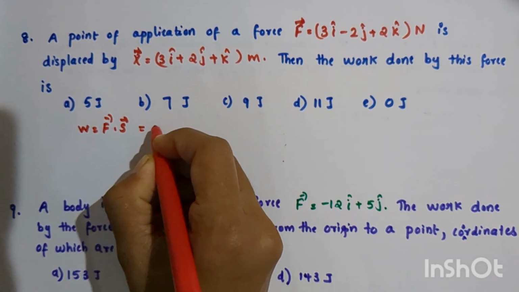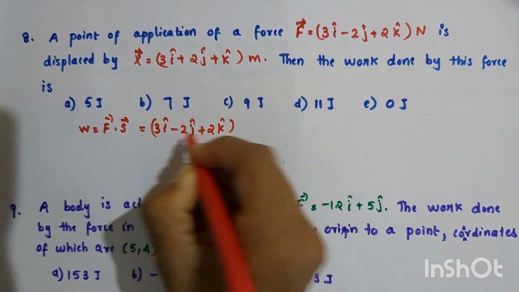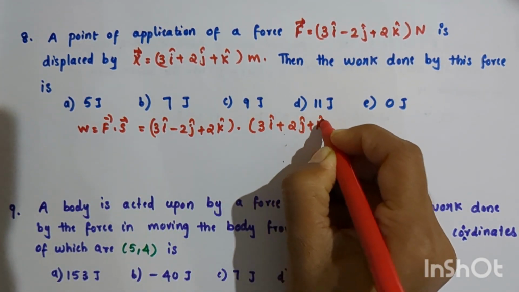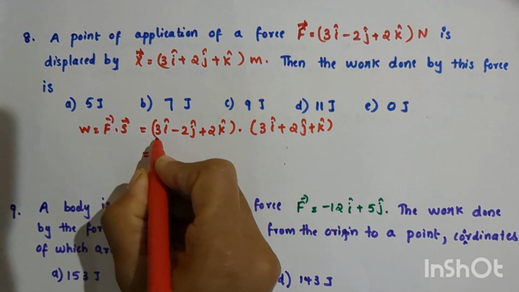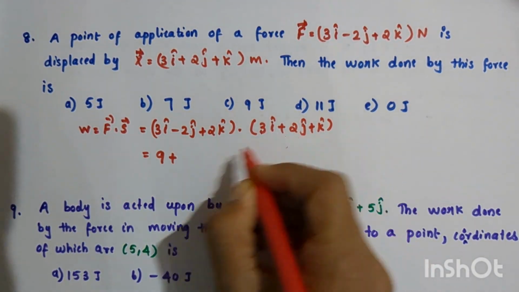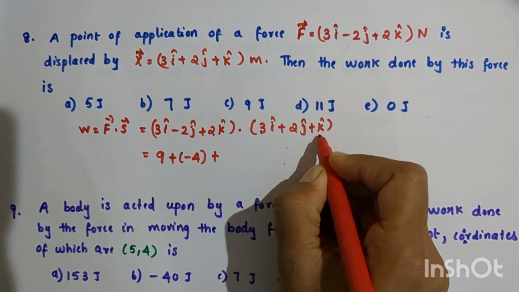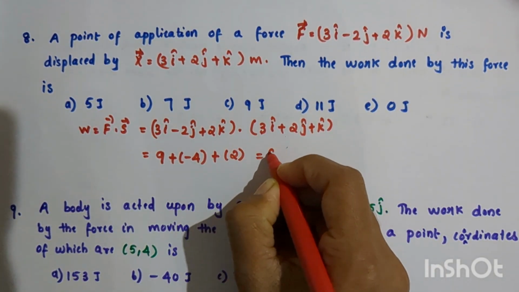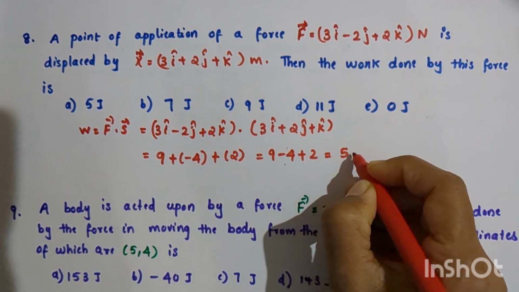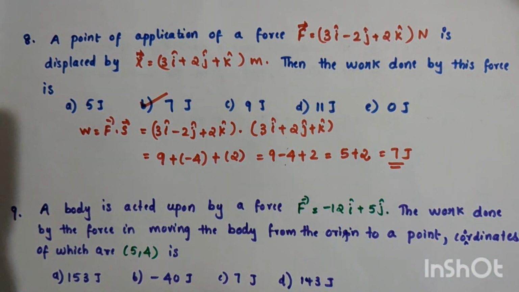Which will be equal to 3 i cap minus 2 j cap plus 2 k cap dot 3 i cap plus 2 j cap plus k cap. This will be equal to what? 3 into 3, 9, plus minus 2 into 2, which is minus 4, plus 2 into 1, so 2. So this is equal to 9 minus 4 plus 2. 9 minus 4 is 5. 5 plus 2 is 7. So the correct option is option B, 7 joule.